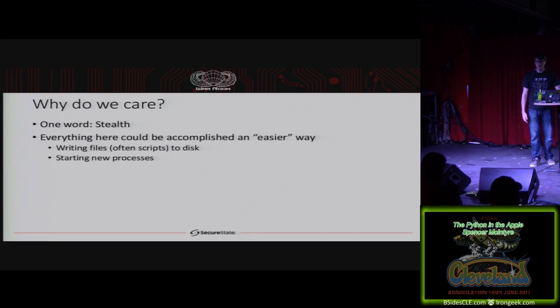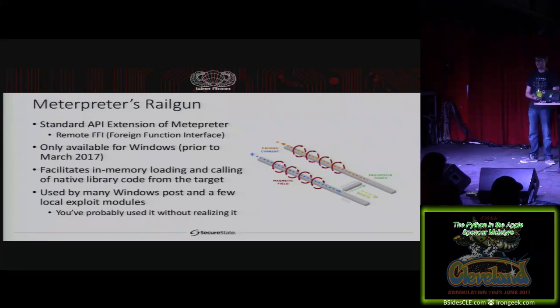Fair warning though, one of the drawbacks that Railgun does have is that it's a lot slower. In order to do this, there's a lot of I/O back and forth between Metasploit, the controller, and the actual Meterpreter host. So it's a little bit slower, but it's going to be a lot more stealthy, and you're not going to have to write anything out to disk. So this is how Railgun actually works.